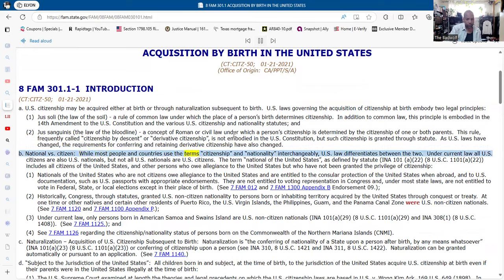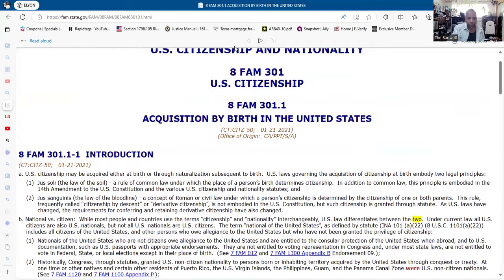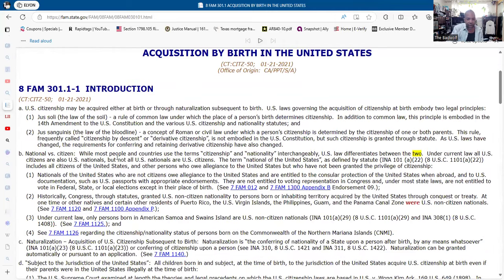While most people and countries use the terms citizenship and nationality interchangeably, U.S. law differentiates between the two. Did you hear that? Other places use them interchangeably, but U.S. law differentiates between the two. So there is a legal difference between citizenship and nationality. This is what most people don't know. This is why they keep saying, oh, there's no such thing as a national. They're telling you right here, and this is the Foreign Affairs Manual from the Department of State. They said this, not me.